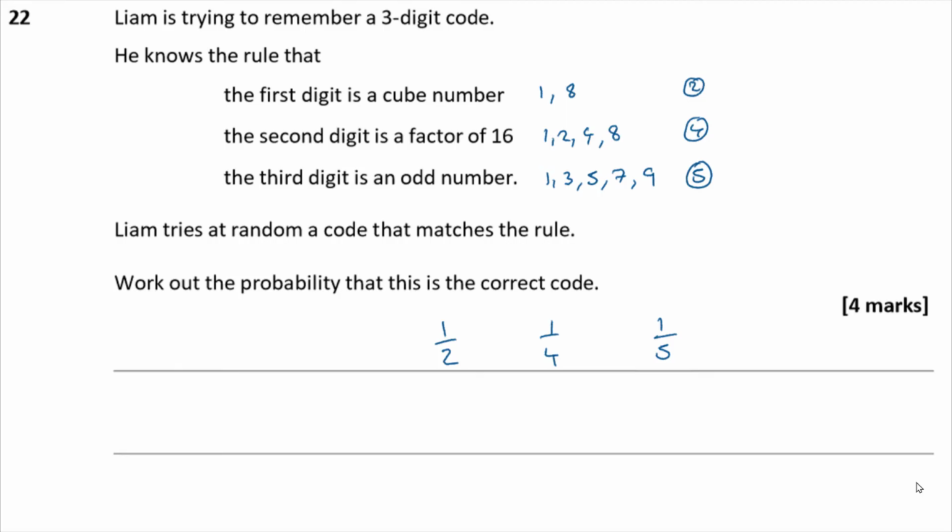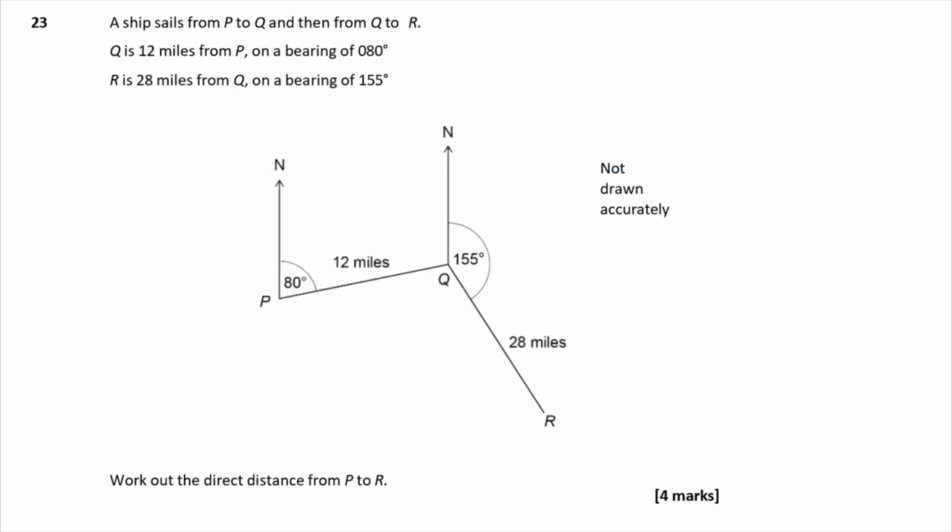Okay. Now he needs to pick each 3 correctly, so he needs to pick the first one correctly, and the second one, and the third one. And in probability terms that normally means multiply. So we're going to multiply those numbers together. So the probability that he is correct in guessing the code is going to be a half times a quarter times a fifth. Okay, so a half times a quarter is an eighth, times a fifth. That's 1 over 40, isn't it? So 1/40.